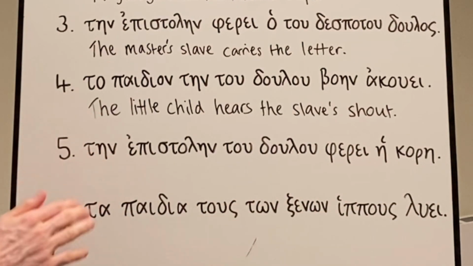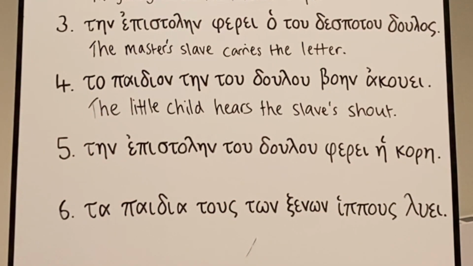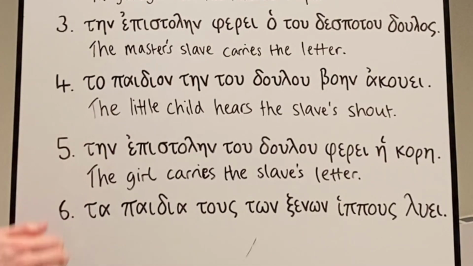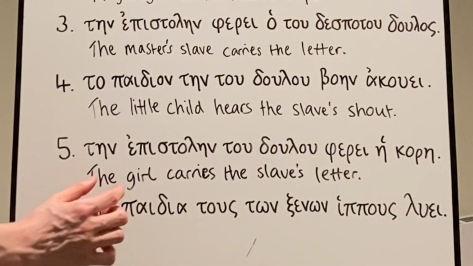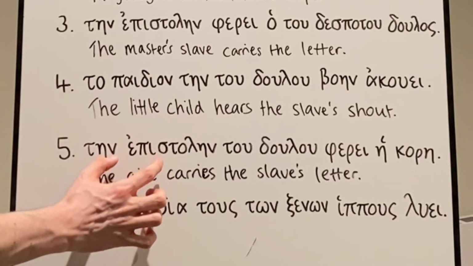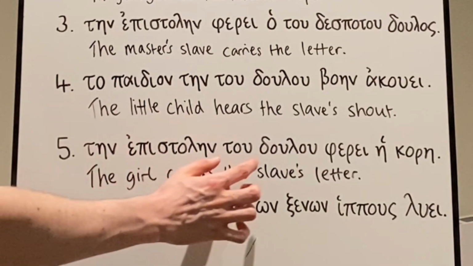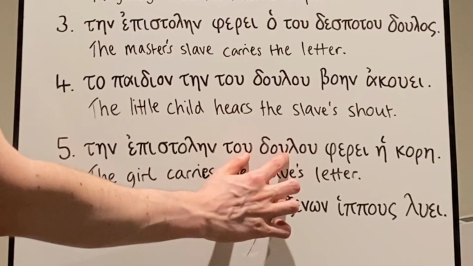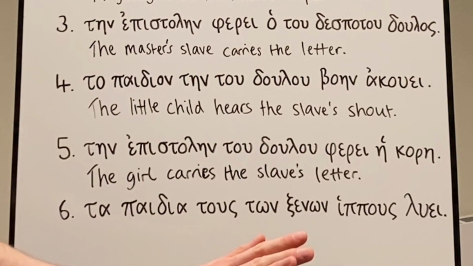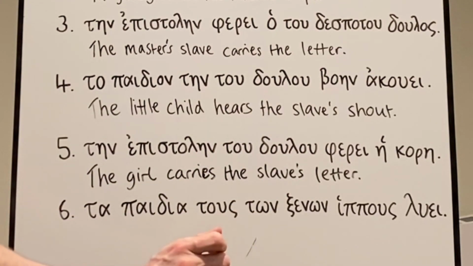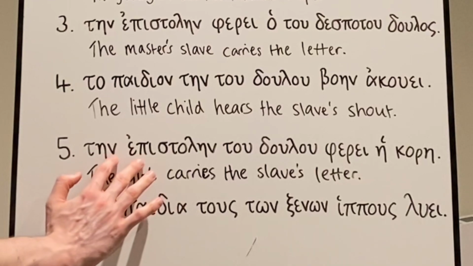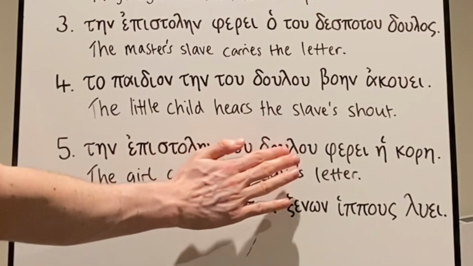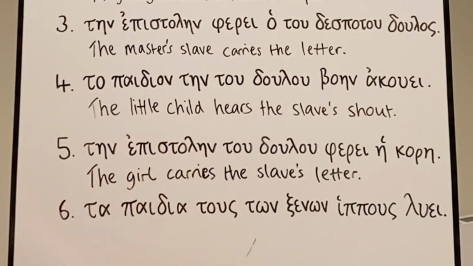This should have been translated into natural English as the girl carries the slave's letter. And we knew it meant that because we had the letter in the accusative at the start, and then we had tou doulou. We had a genitive phrase on its own, not deployed in any fancy way. And since it's next to the letter, we know that this literally means the letter of the slave, and the letter's in the accusative, so it's the object.